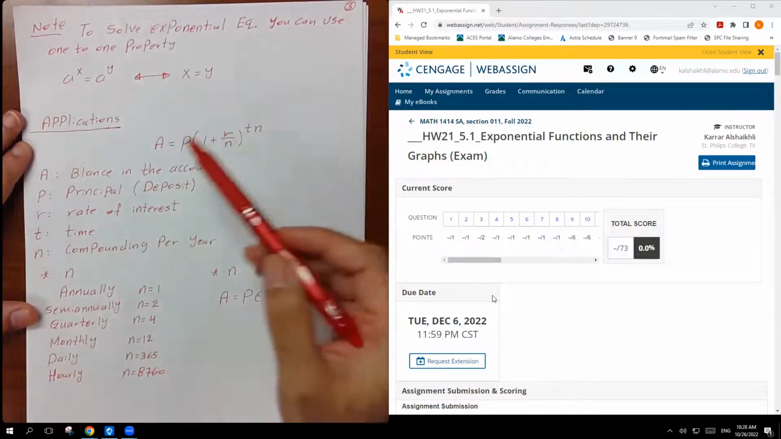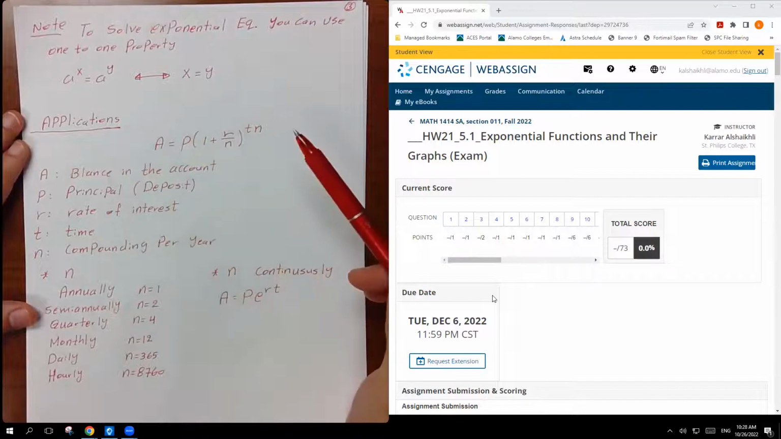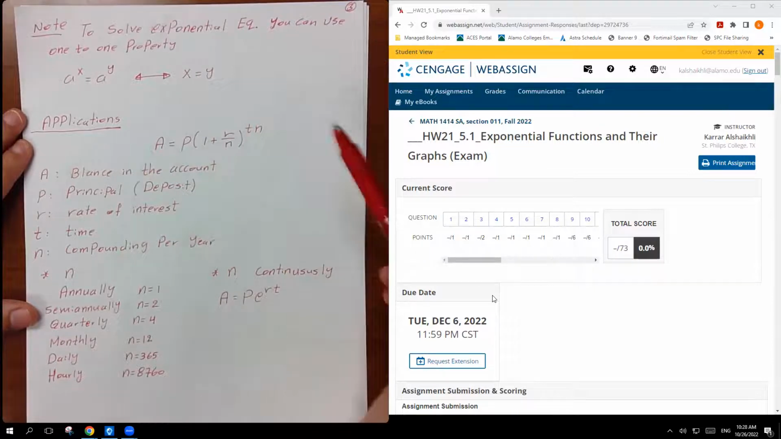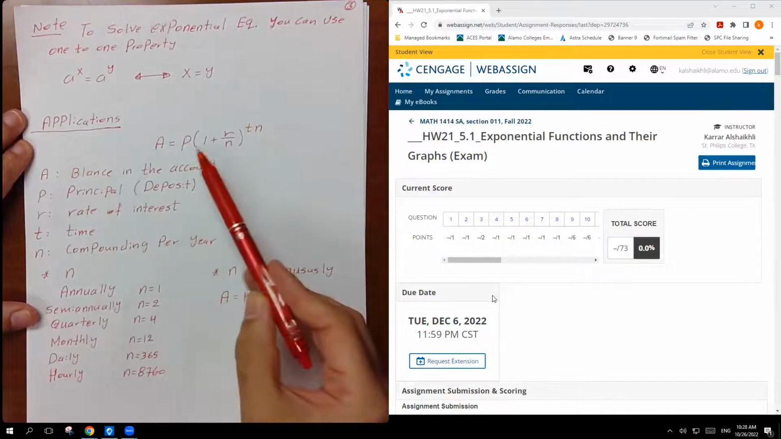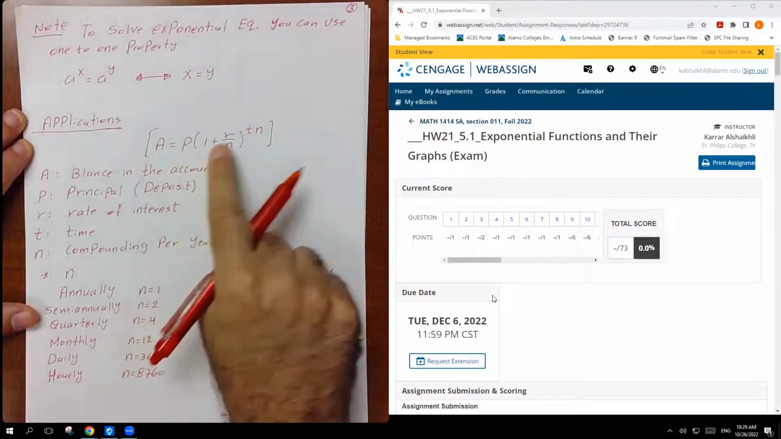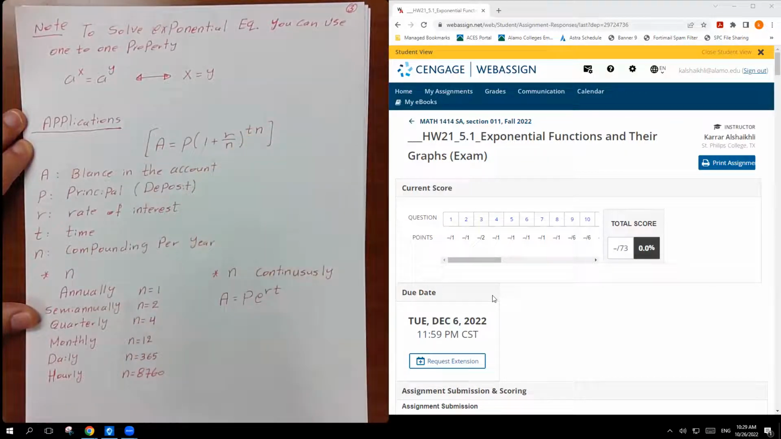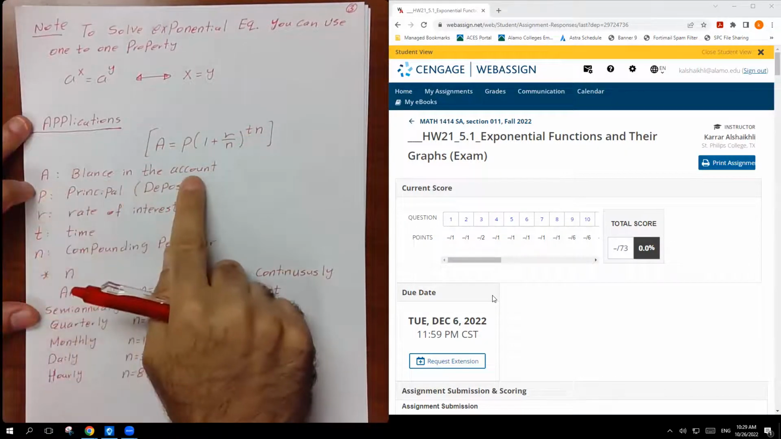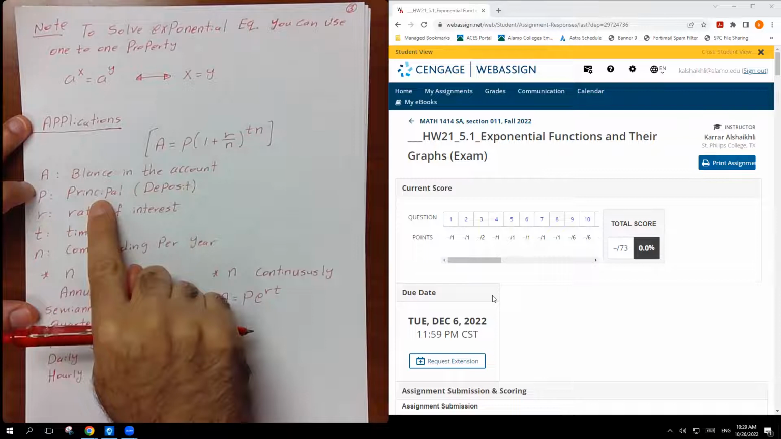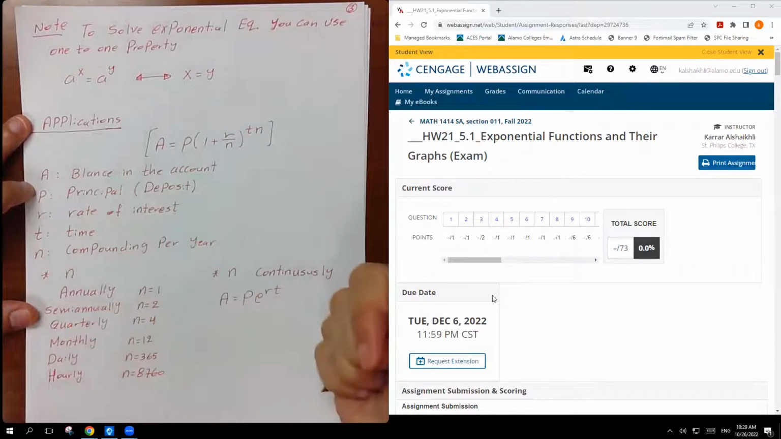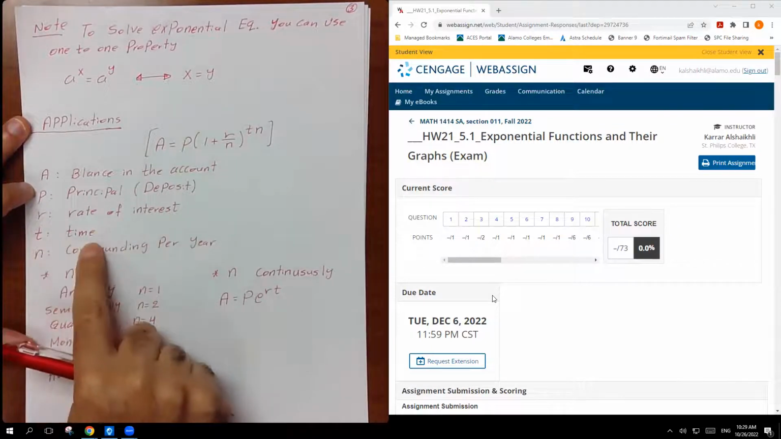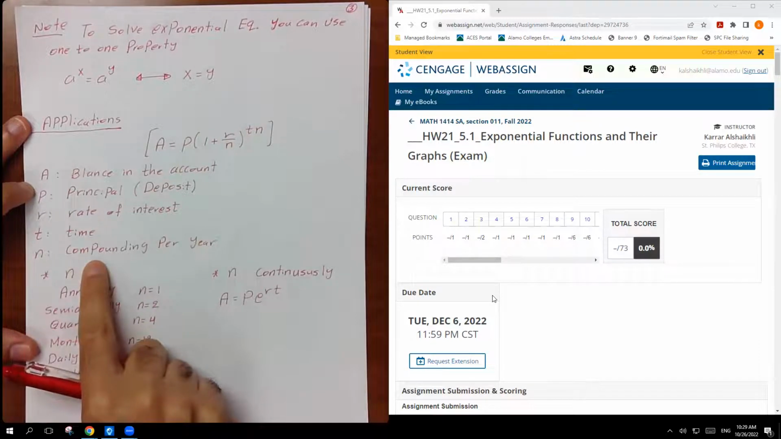Now let's check some rules about applications to find the future amount in your bank account. We have two formulas. The first formula here is A equals P times (1 plus r over n) to the nt. A is the balance in your account after a certain time. P is the principal, which is the deposit or the investment. R is the rate of interest. T is the time. N is the compounding per year.